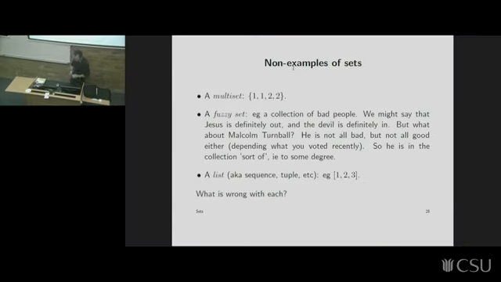You can have other ideas, like a fuzzy set. A fuzzy set might be, if you want to talk about, say, the collection of good people. So let's think of a good person. What I've got is Jesus, good person, and the devil, bad person. So that's definitely in or out.